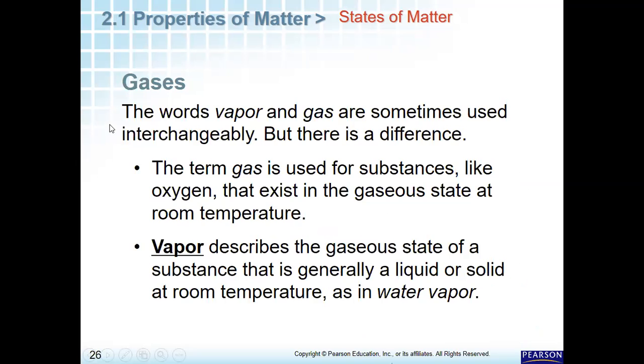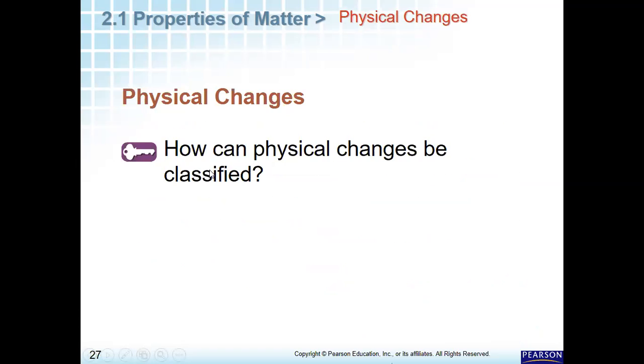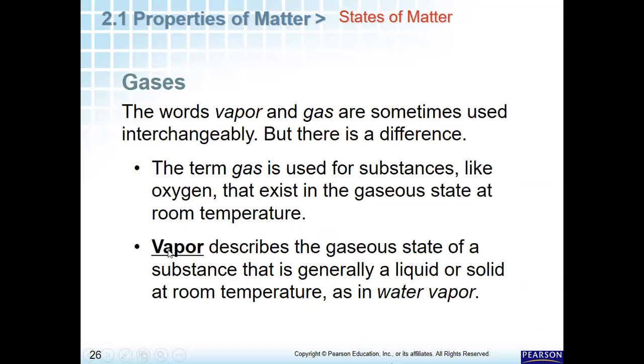We have two definitions for the gas state. One of them is gas, and the other is vapor. If the substance is originally a gas, like oxygen at room temperature, it will be in the gaseous state. But on the other side, if the substance is not originally a gas at room temperature, if it was a liquid or a solid, for example, like water, then in its gaseous state it will be called vapor.